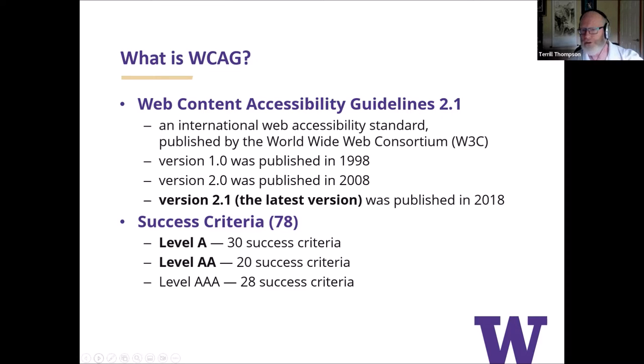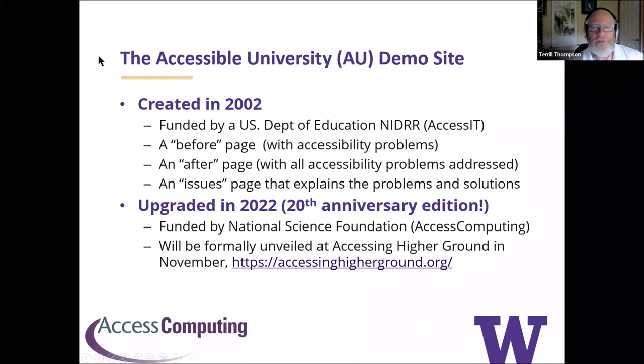And so as we look at the demo site today, we're not going to be talking about specific success criteria, but we're just going to be using common sense and thinking about the web and the diversity of people who use the web and their different characteristics, and asking ourselves who might have difficulty using this particular feature or this particular interface, and what can we do to prevent that.